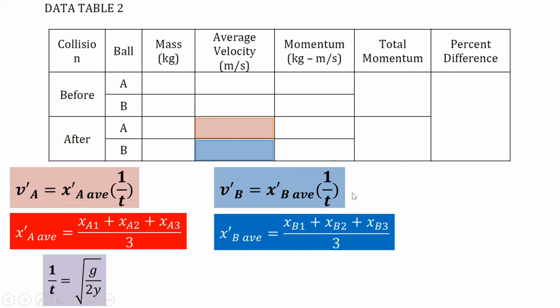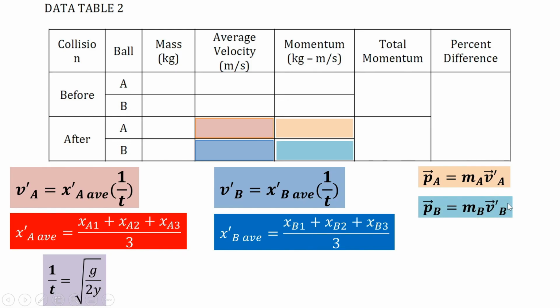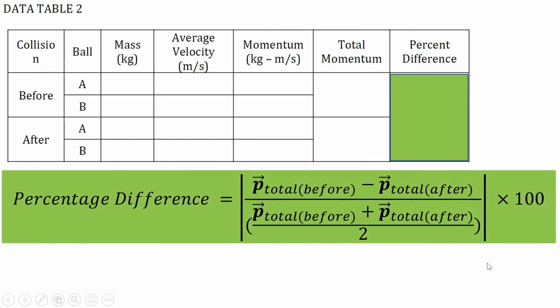We will now solve for the momentum. That is just the product of mass A times VA prime. For momentum of B, that is just the product of mass B times VB prime. And for the total momentum, you will just add these two momentum. And since our idea here is the conservation of momentum, the total momentum before should be equal to the total momentum after. And to get the percentage difference, we will use this formula in which the total momentum before minus total momentum after, divided by the average absolute, times 100.